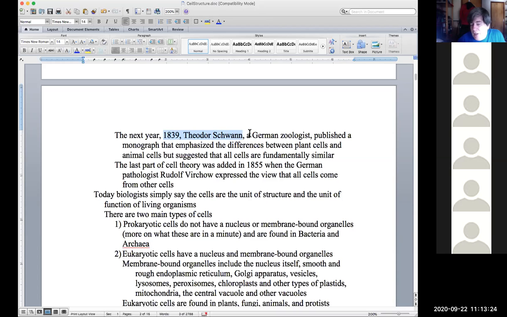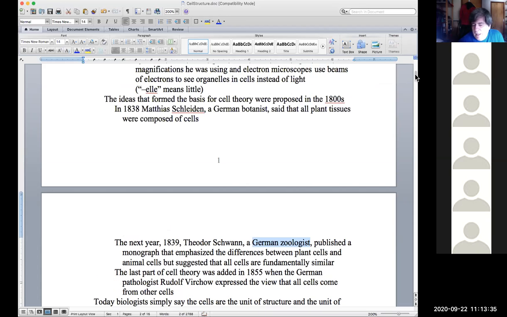So the next year, 1839, Theodor Schwann, who's a zoologist, well, zoologists study animals. Schleiden was a botanist. Botanists study plants. And Schwann published a monograph, which is basically just an article or a paper. And he focused on what were the differences between plant and animal cells. But he also said that all cells were basically the same and all living things are made of cells.